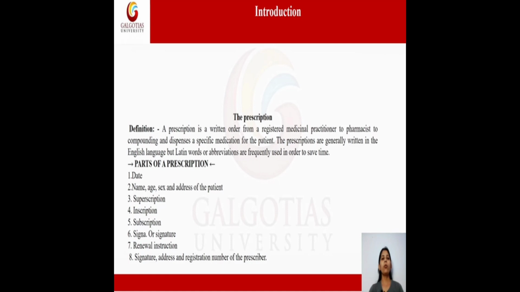Now we will talk about the parts of prescription. Number one, date. Two, name, age, sex and address of the patient. Three, superscription. Four, inscription. Five, subscription. Six, signa and signature. Seven, renewal instructions. And eight, signature, address and registered number of the prescriber. Now we will study the parts of prescription in detail.